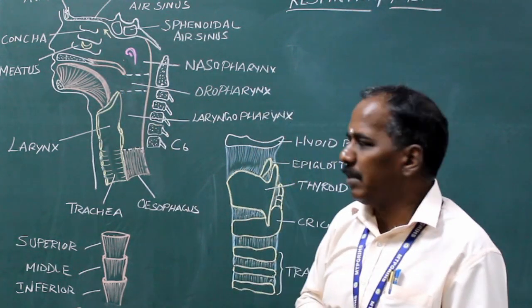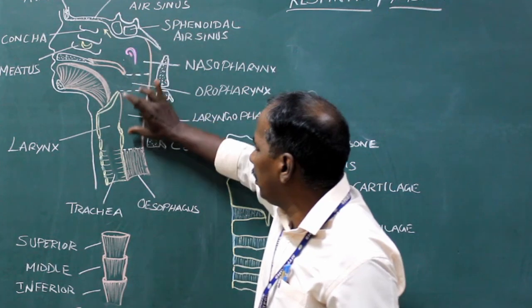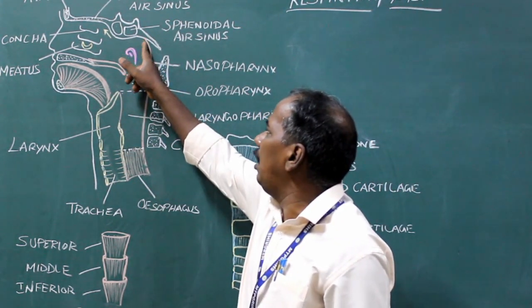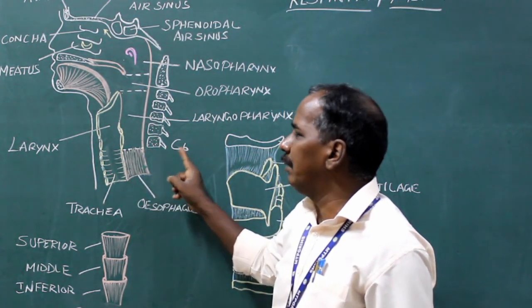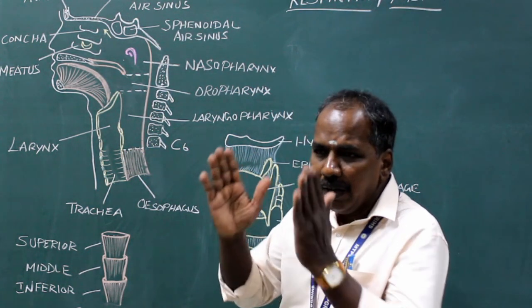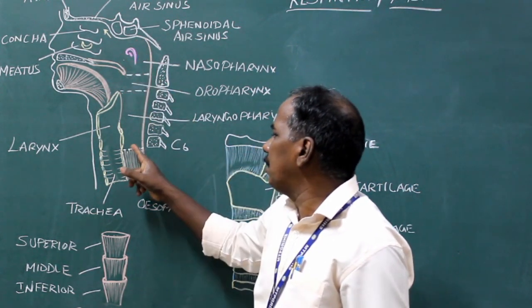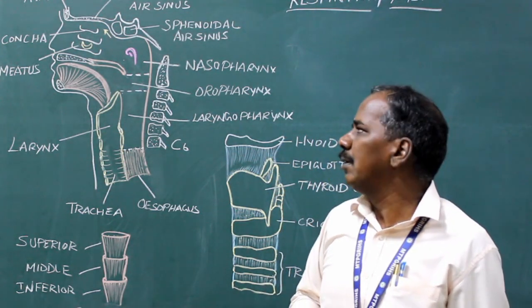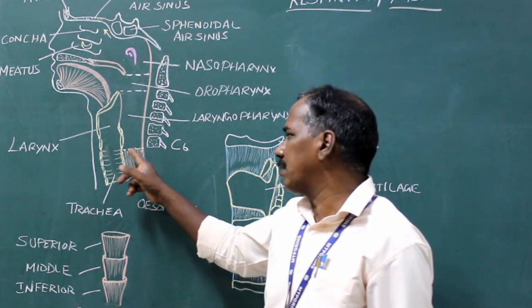Pharynx. What is pharynx? It is a funnel shaped muscular organ which extends from the base of the skull to the lower border of C6 vertebra or lower border of cricoid cartilage. Both are at the same level.